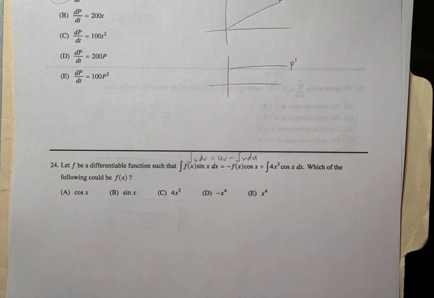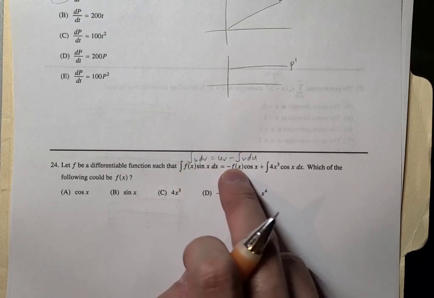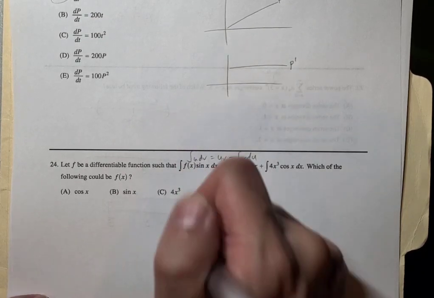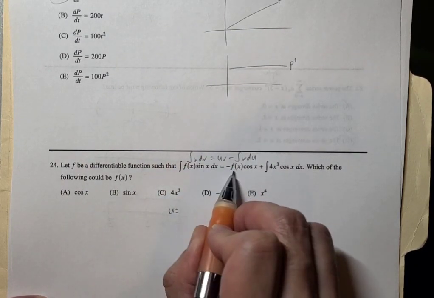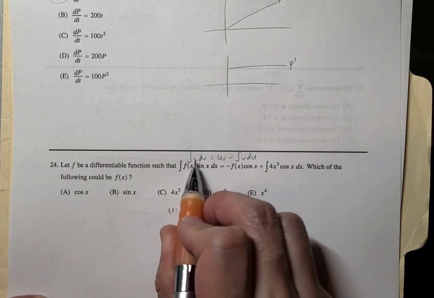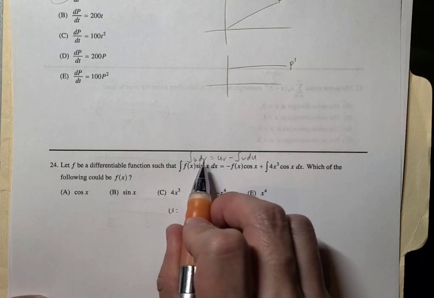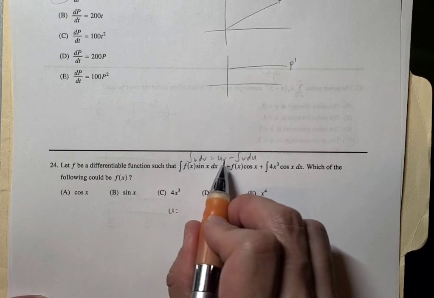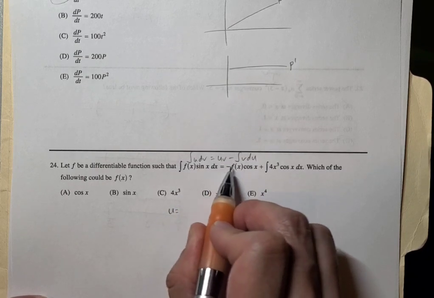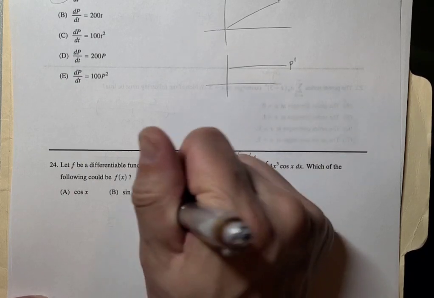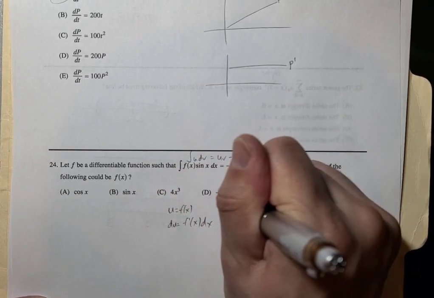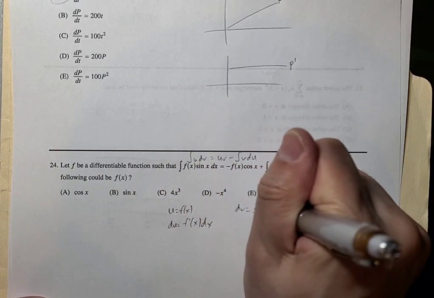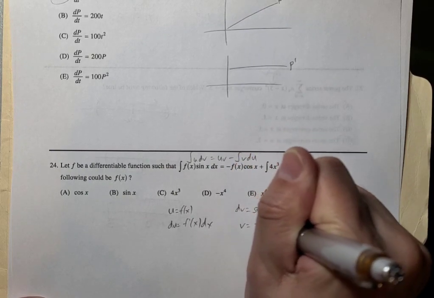Which ones are u, which ones are v in here? So f didn't change, right? So that must be our u, because it's u here, it's u here. If dv was f, we would have the antiderivative of f in this term, which we don't have. We still have f. So u must be f of x. So du would be f prime of x dx, dv would be sine x dx, and v is negative cosine x, right?